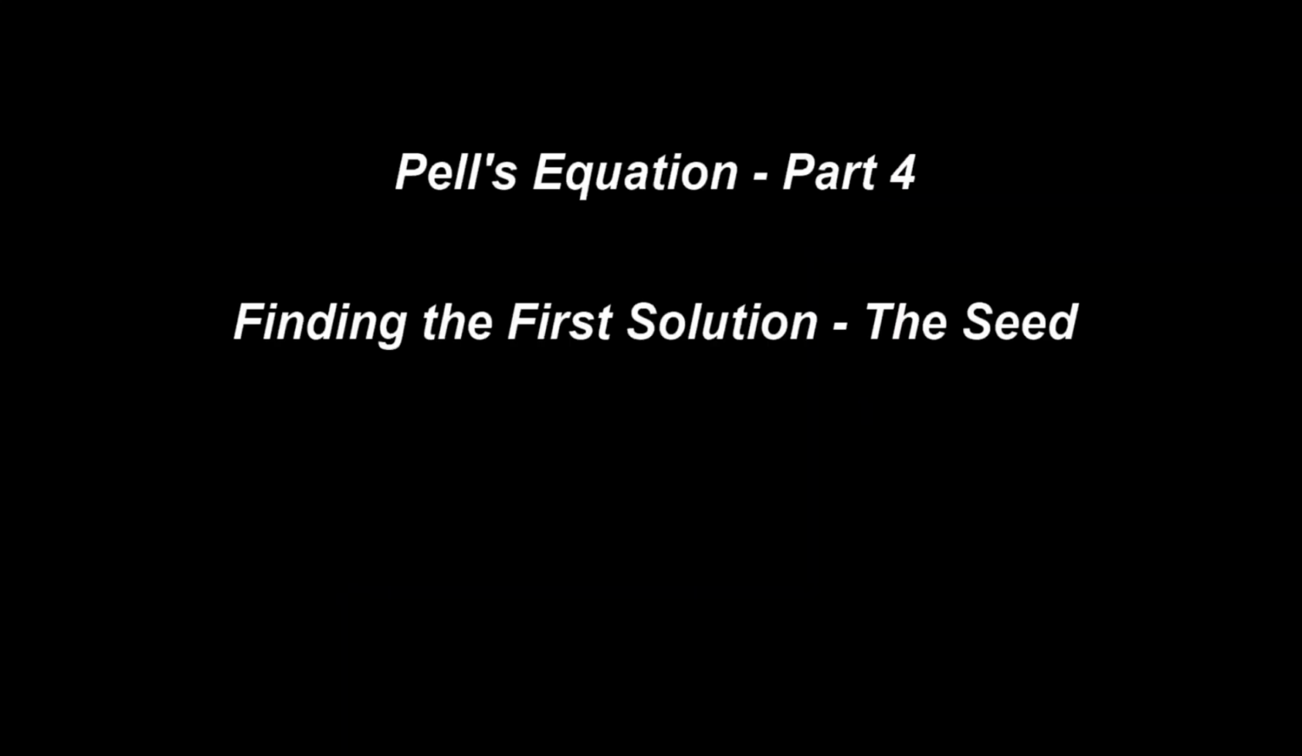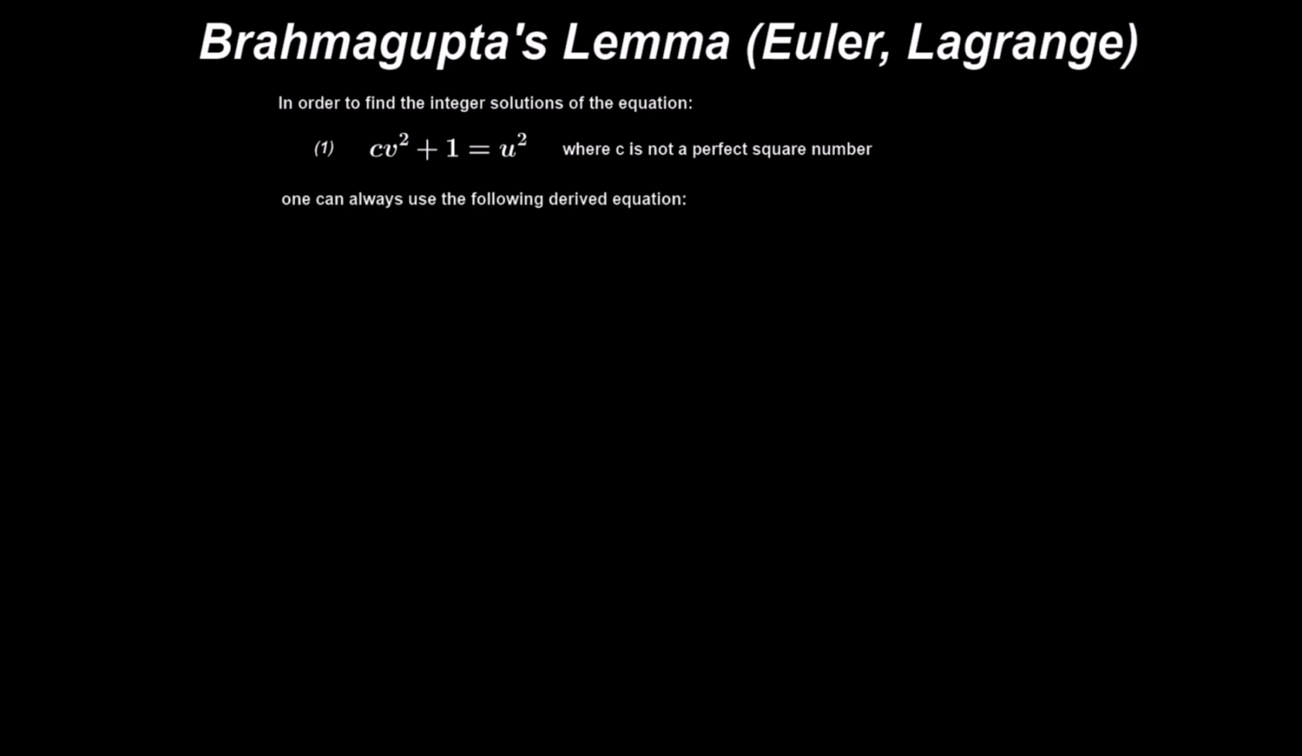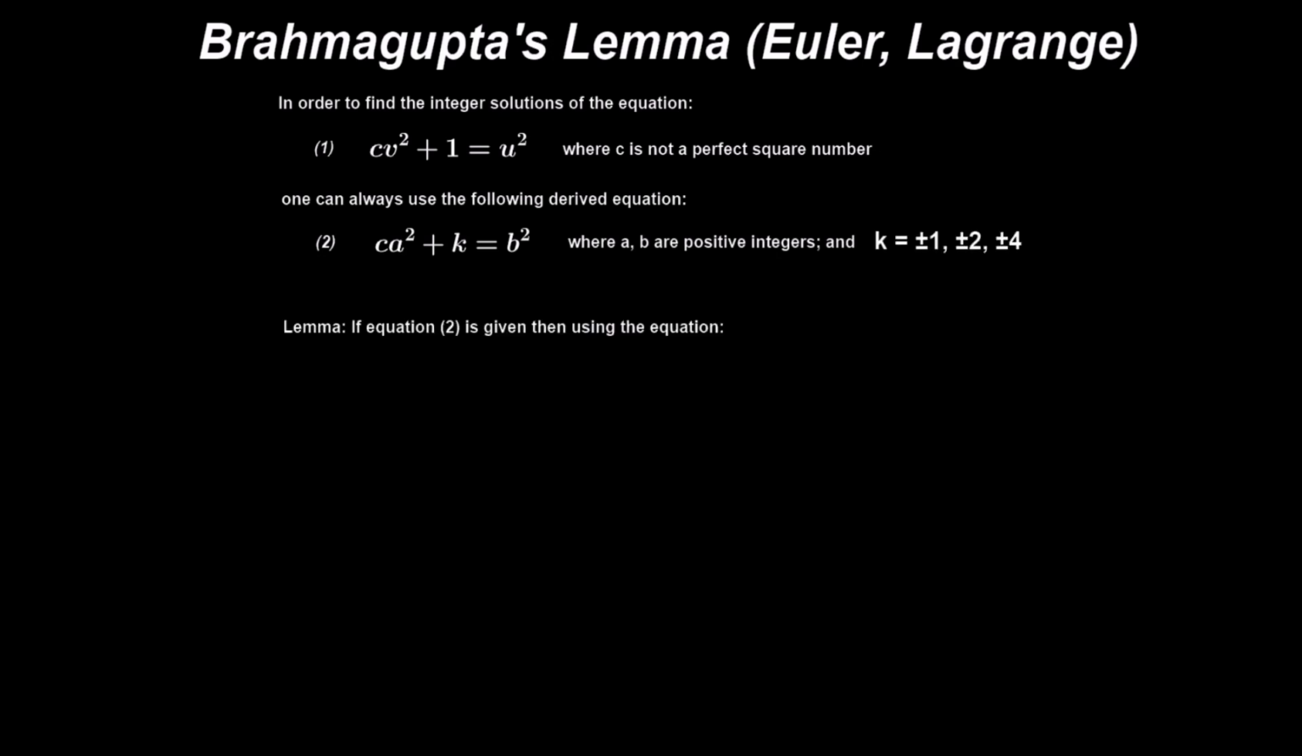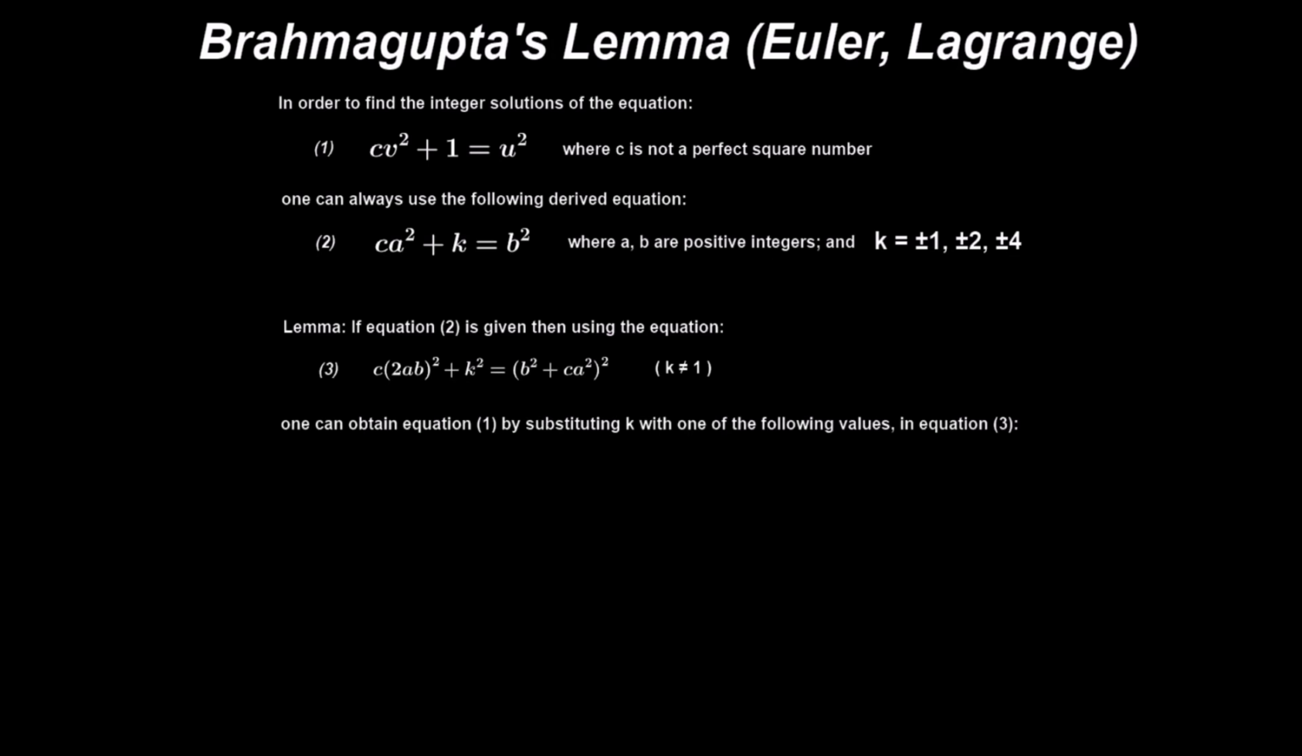Part 4. Finding the fundamental solution, the seed. As said before, finding the fundamental solution for some Pell's equations proved to be a more challenging problem. Next, we will provide a general method for solving this problem. This method was discovered by two Indian mathematicians. First, Brahmagupta, in the 7th century, found a derived equation associated with the Pell's equation, which, once solved, provides the fundamental solution to the initial Pell's equation.